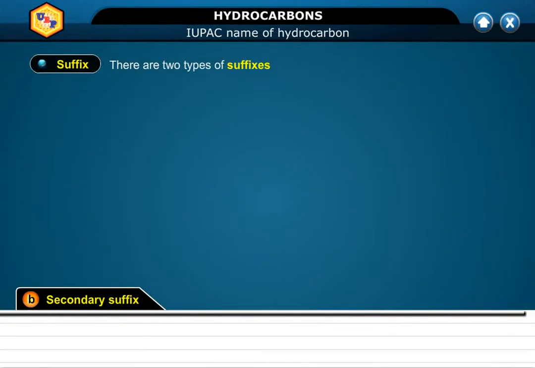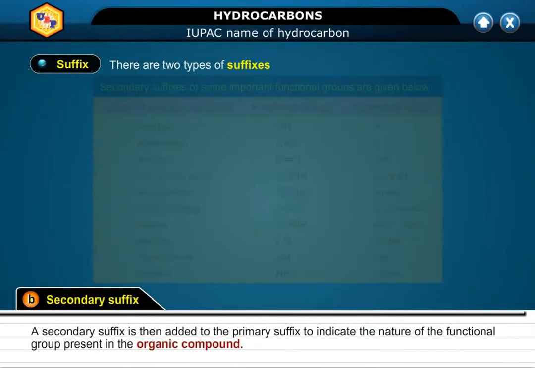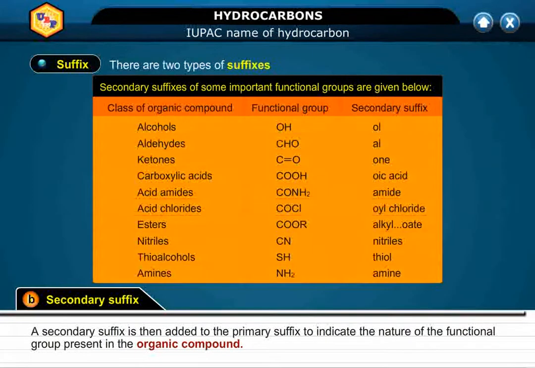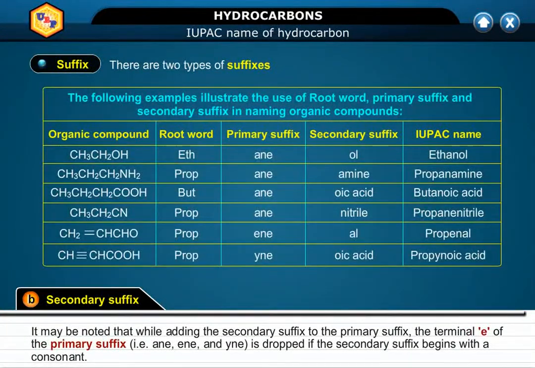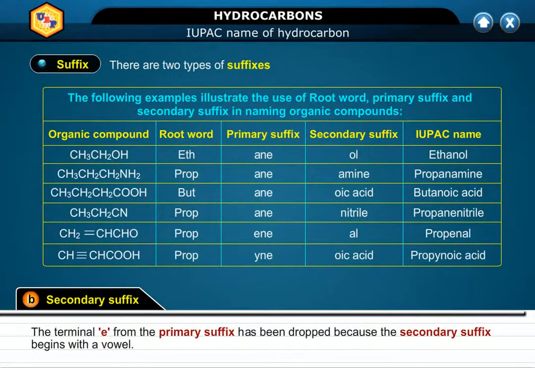Number 2, secondary suffix. A secondary suffix is then added to the primary suffix to indicate the nature of the functional group present in the organic compound. It may be noted that while adding the secondary suffix to the primary suffix, the terminal 'e' of the primary suffix, that is ane, ene, and yne, is dropped if the secondary suffix begins with a vowel. Here the terminal 'e' from the primary suffix has been dropped because the secondary suffix begins with a vowel.